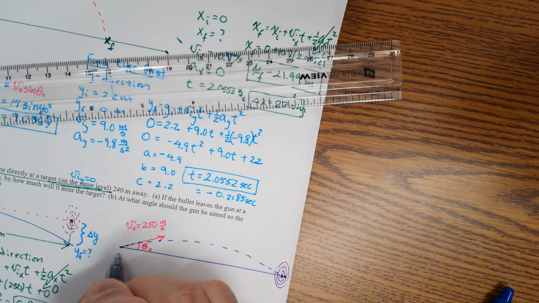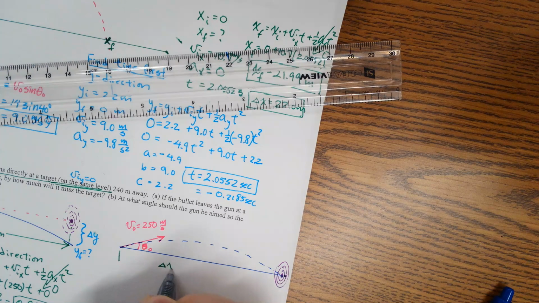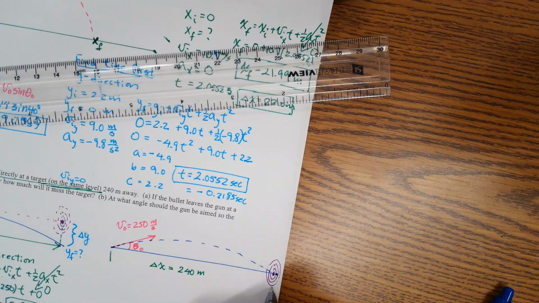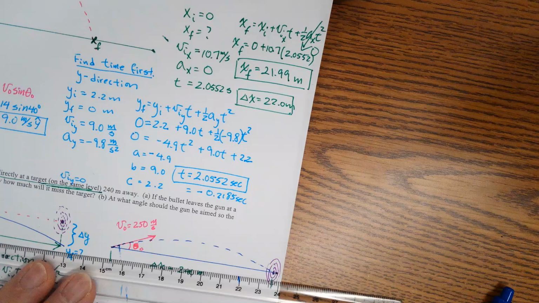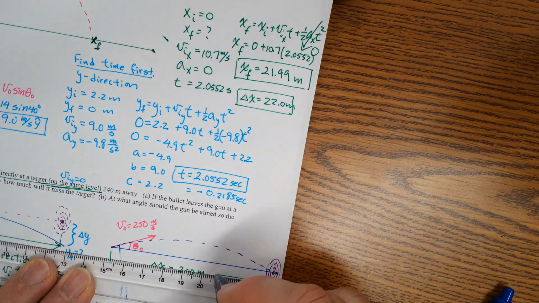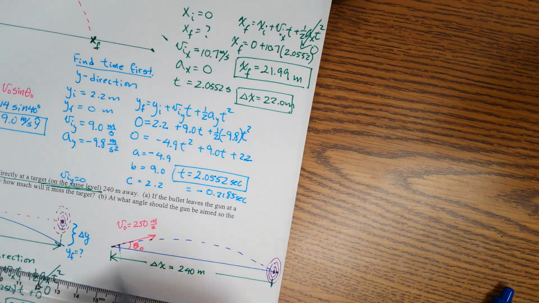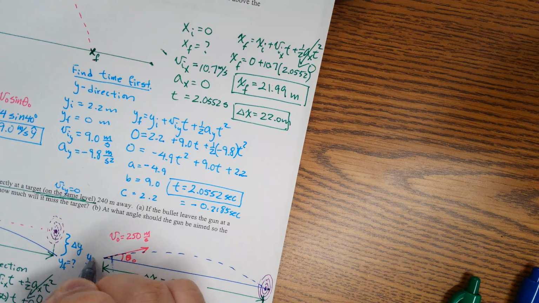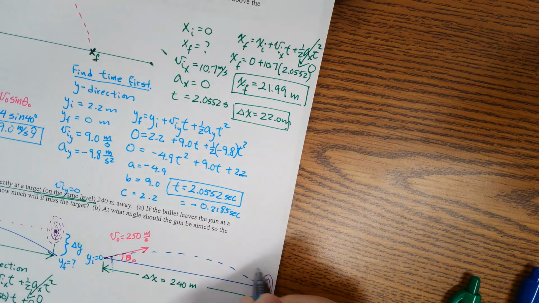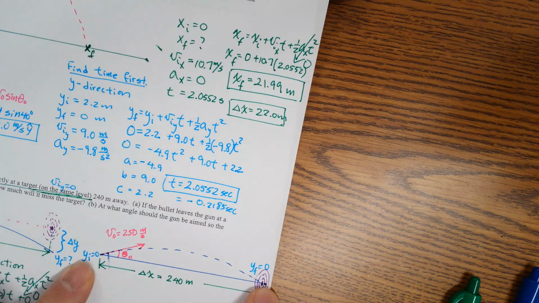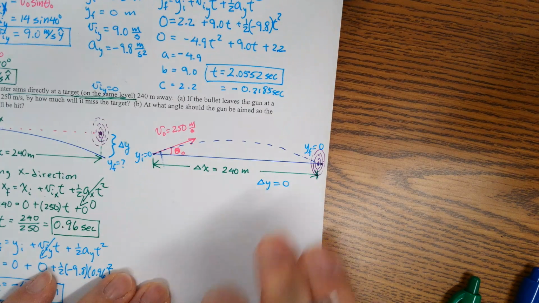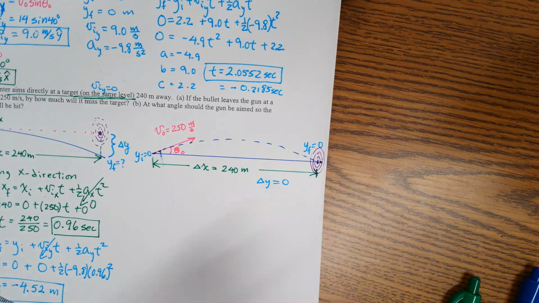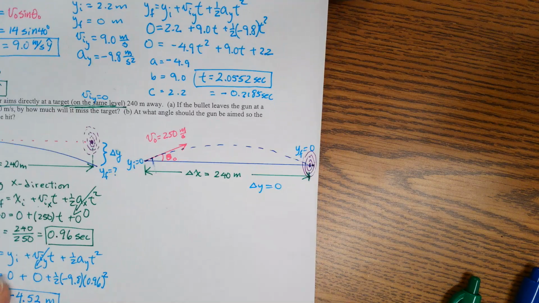We know the range is still 240 meters, right? The range is still 240 meters, which means since we know our initial position in y is 0, and our final position in y is also 0, so our delta y is equal to 0. And if that's the case, we can use our range equation, right?